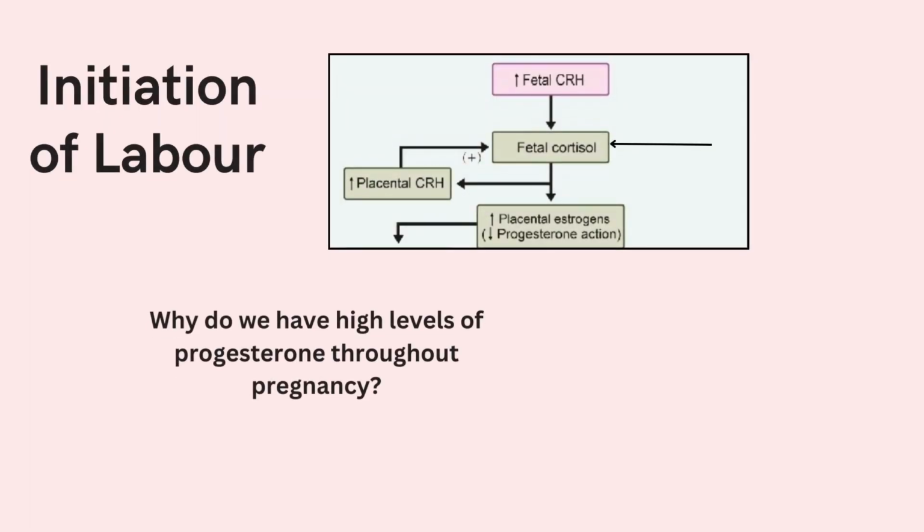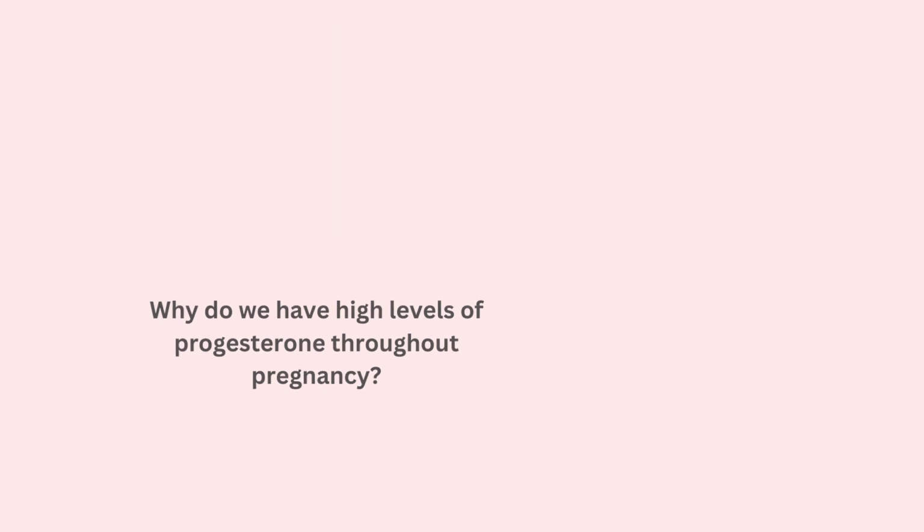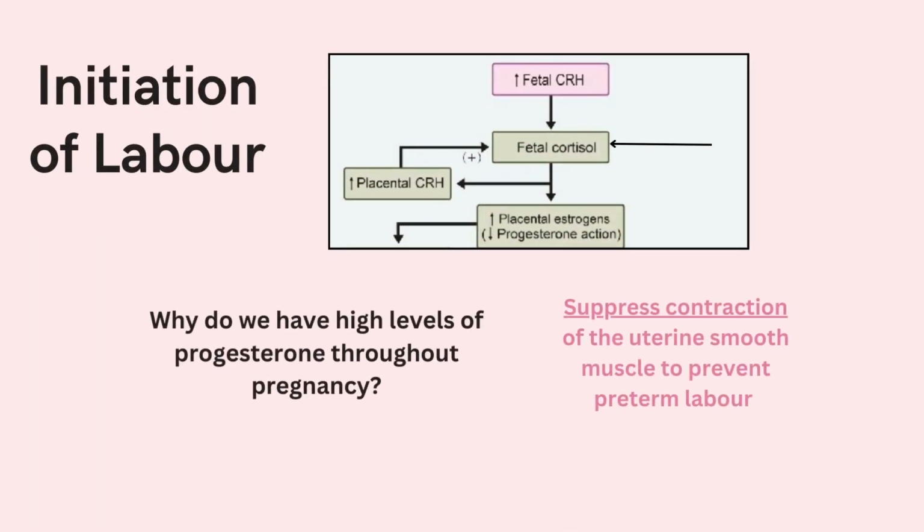Now, an increase in the fetal cortisol level induces an increase in placental estrogen levels and a decrease in progesterone. Here's a question for you. Feel free to pause the video and ask yourself, why do we have high levels of progesterone throughout pregnancy? What is the function of progesterone throughout pregnancy? The answer is that progesterone helps suppress contraction of the uterine smooth muscle to prevent preterm labor. So, if we have low progesterone levels, this could lead to contraction of the uterine muscle, which could lead to preterm labor, which we don't want to happen.